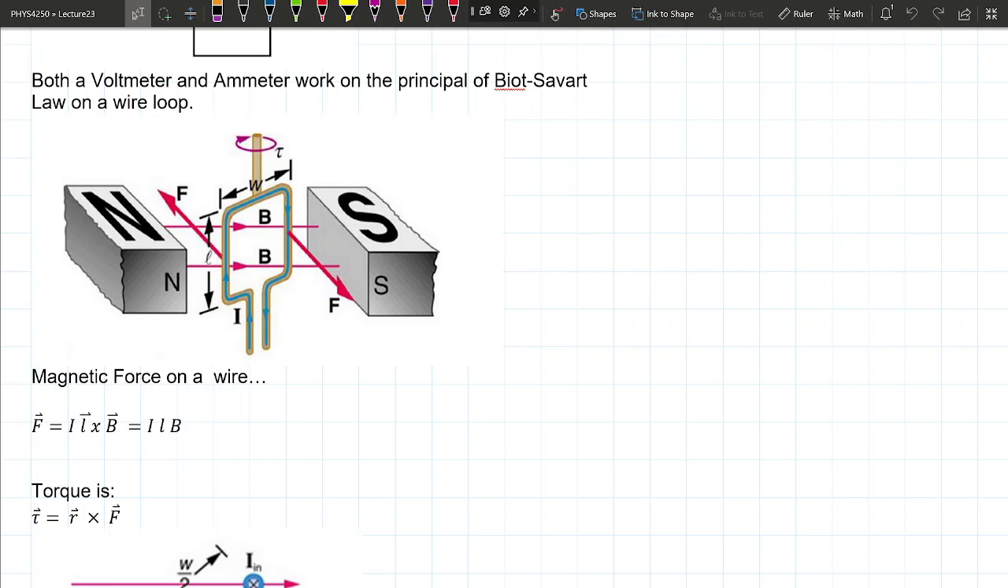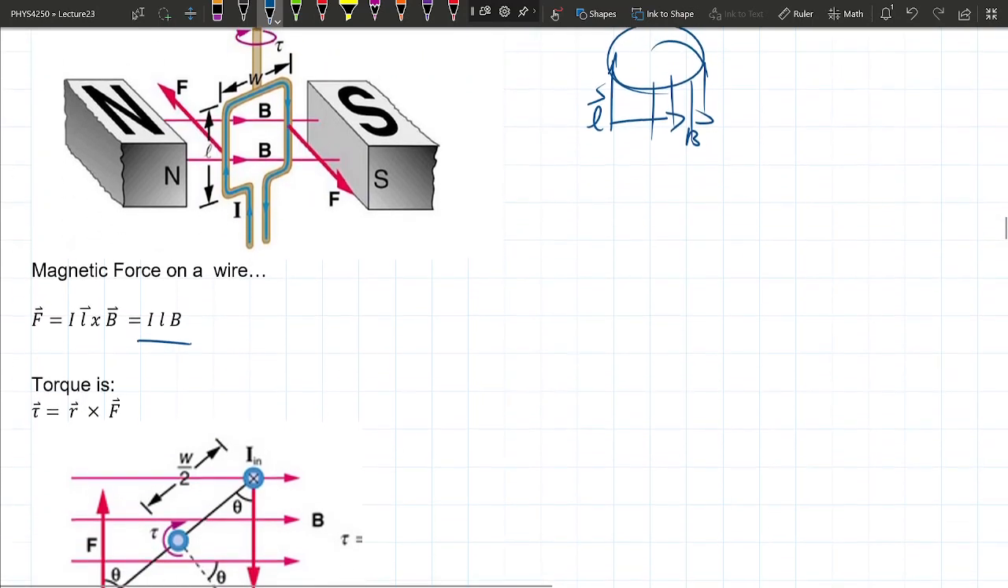The cool thing about this is that this wire, no matter how this thing is spinning, is always perpendicular to the magnetic field. You see that? So the L vector is always going to be pointed up, and the magnetic field is pointed to the right. Even though this thing is spinning around, L doesn't change direction relative to the magnetic field. It's always 90 degrees, always perpendicular to each other. So that force is always just going to be ILB, whatever those variables are.